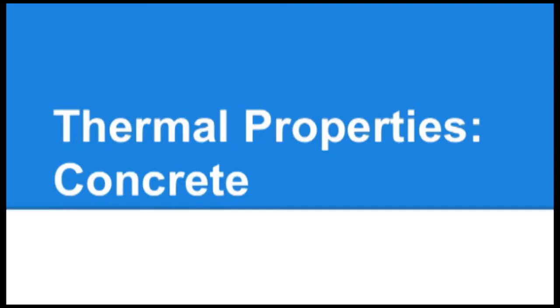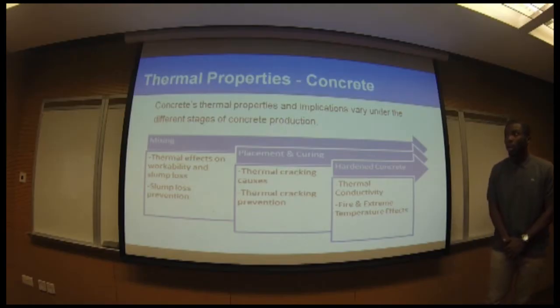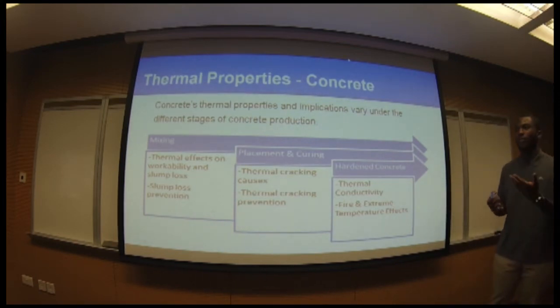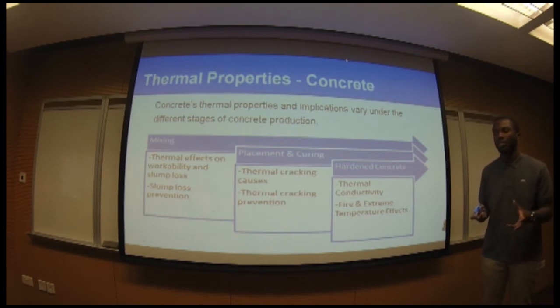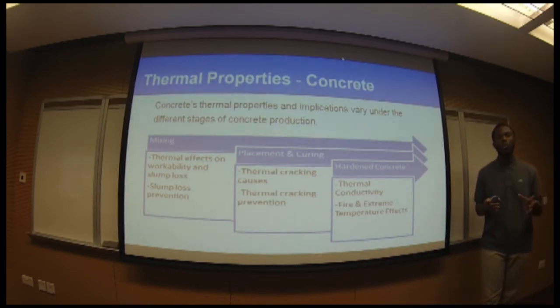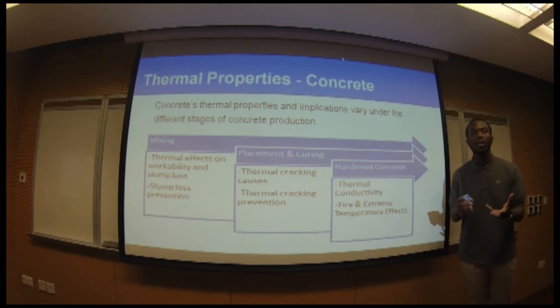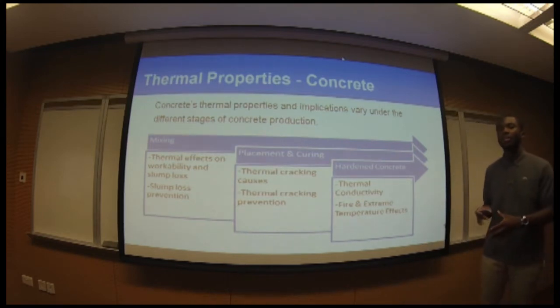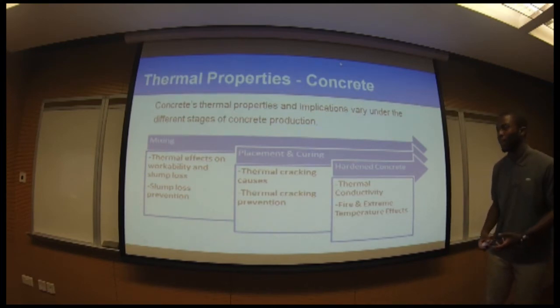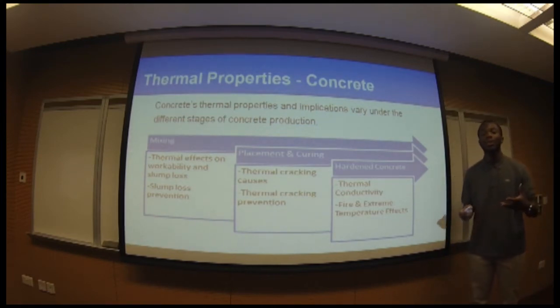Thermal properties of concrete. Concrete's thermal properties and implications vary under the different stages of concrete production. You start out with mixing, which has thermal effects on workability and slump loss, and then we talk about slump loss prevention. After mixing the concrete, you place and cure it. During the placement and curing stages, the main concern is thermal cracking and how to prevent it. And lastly, when you have hardened concrete, there are separate thermal properties and implications in play, such as thermal conductivity, as well as fire and extreme temperature effects.